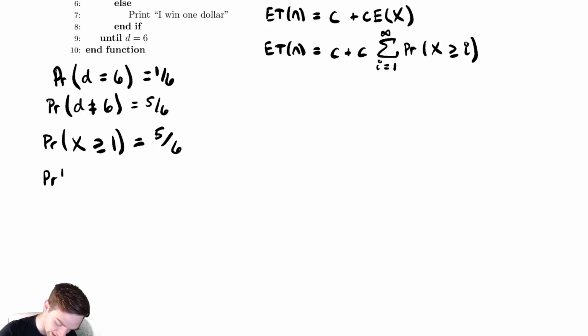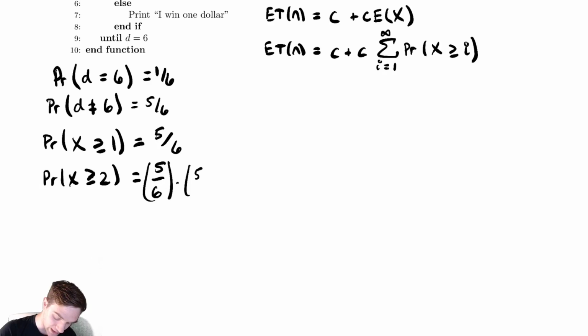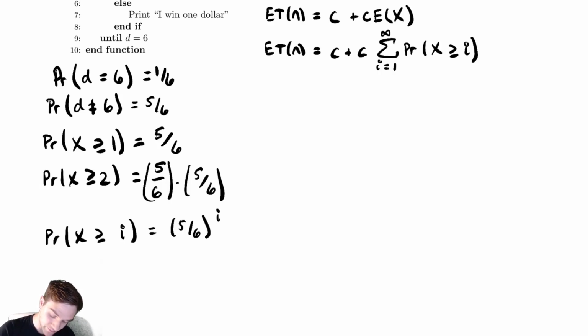I have 5 options on my first roll out of 6 possibilities. So the probability that x is greater than or equal to 2, well, that's rolling a 1, 2, 3, 4, 5, or 6 times that happening again. And those are independent events, as I said before. The probability that x is greater than or equal to I, just looking at what we have there, should be 5/6 to the I. So let's use that over here while computing our expected time.